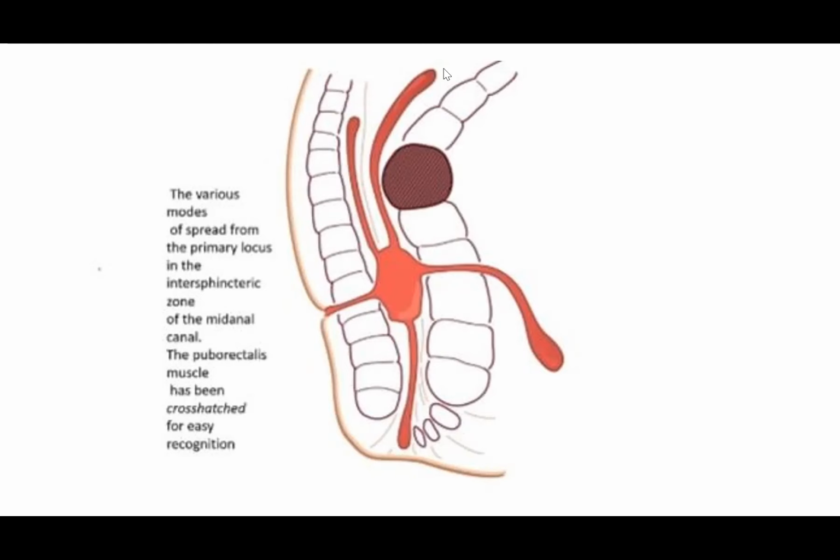So the pus spreads into the spaces, notably the intersphincteric space, or it can come down towards the perianal space, or go above the sphincter, going towards the supralevator space. So this diagram shows the spread of the anorectal abscesses into the spaces that are surrounding the anal canal.